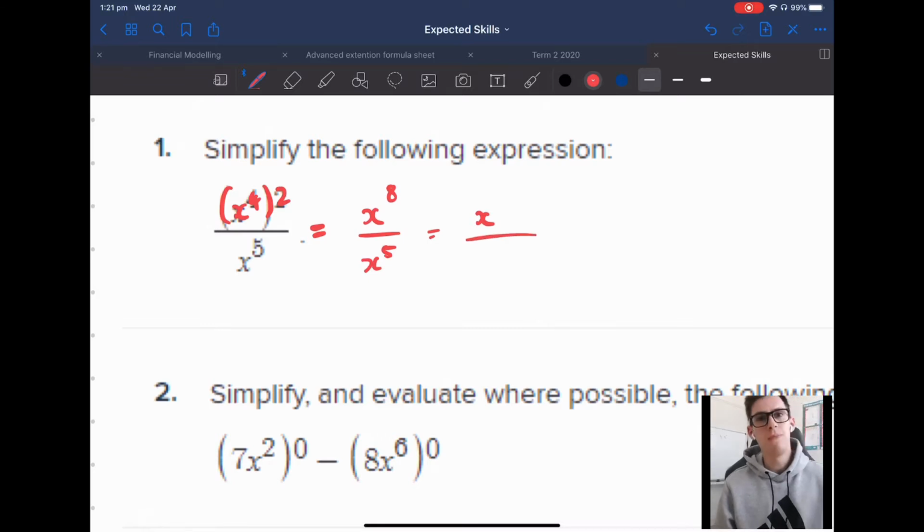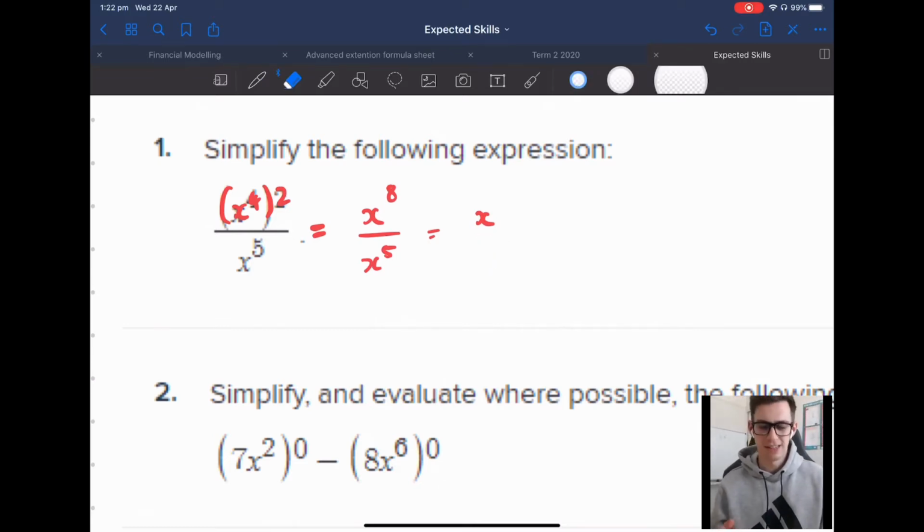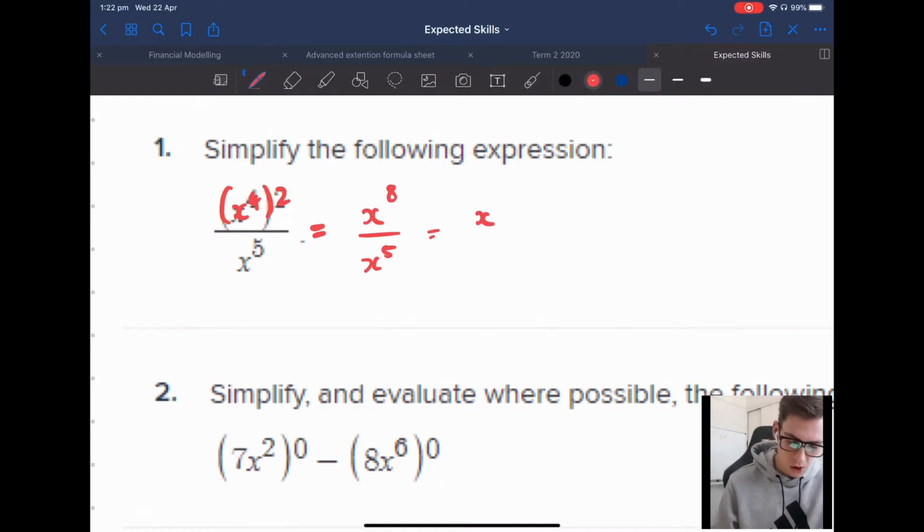If there was a number on the bottom, you would write that number. For example, here that number is 1. We don't tend to write 1s in algebra though, because it's unnecessary. So I'm just going to have the x on top. And now I'm saying that there is 8 minus 5 x's. Another way of saying that is that you're cancelling 5 from the 8, which would leave you with x to the power of 3.